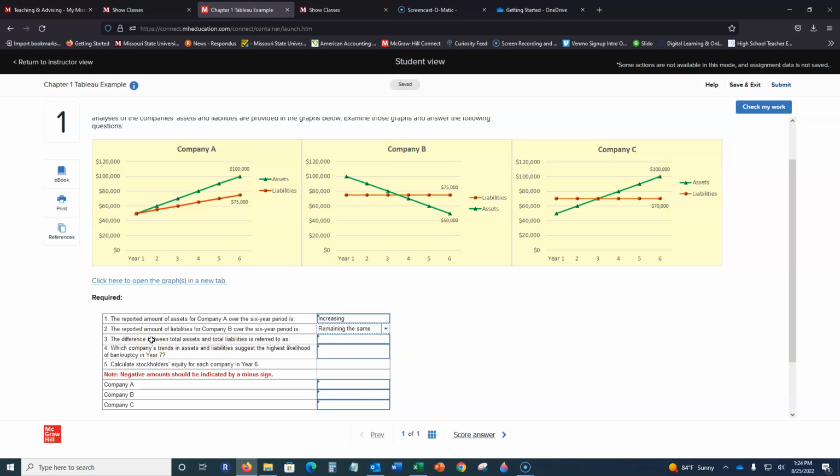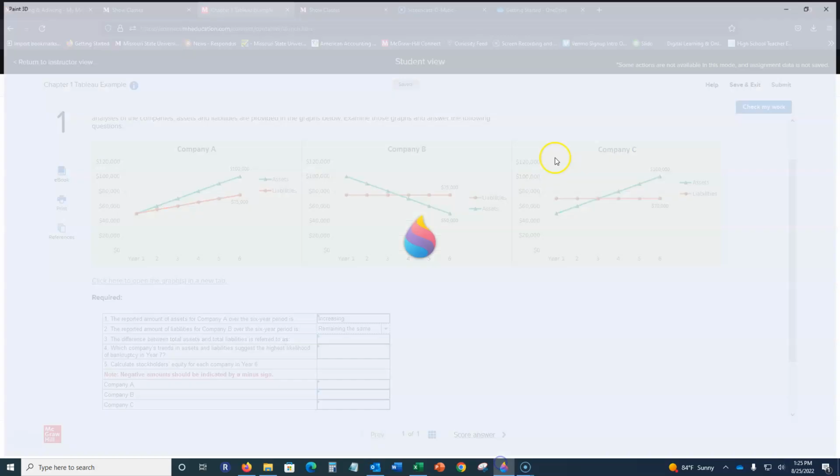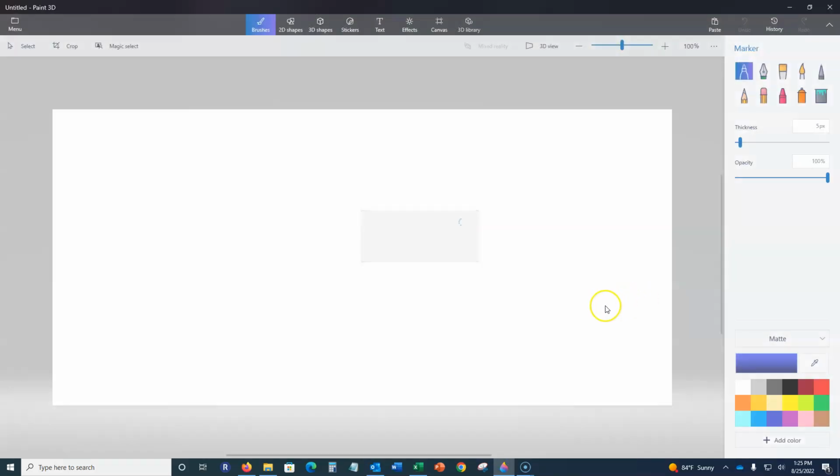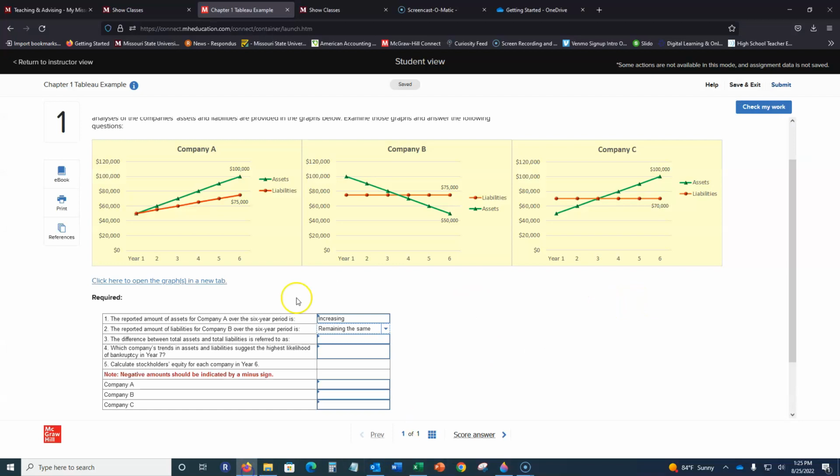Now they're going to ask us something we don't necessarily need these graphs for, but this is something that we need to know. And this is going to go back to your fundamental accounting equation, right? So what they're going to ask us here is the difference between total assets and total liabilities is referred to as what?